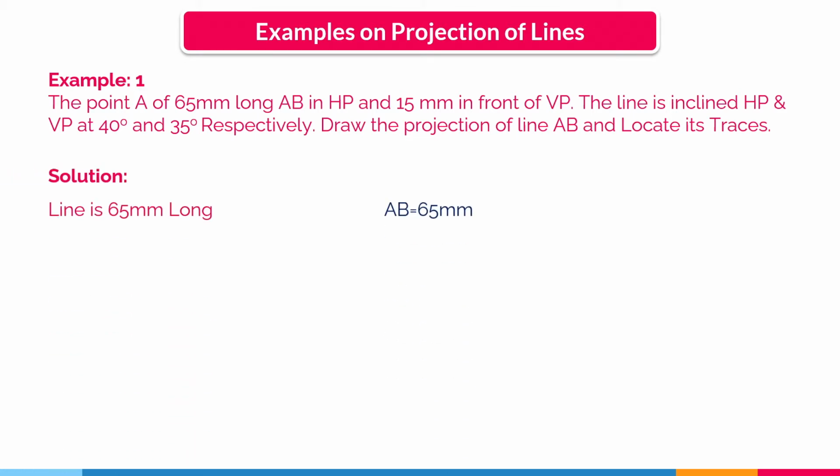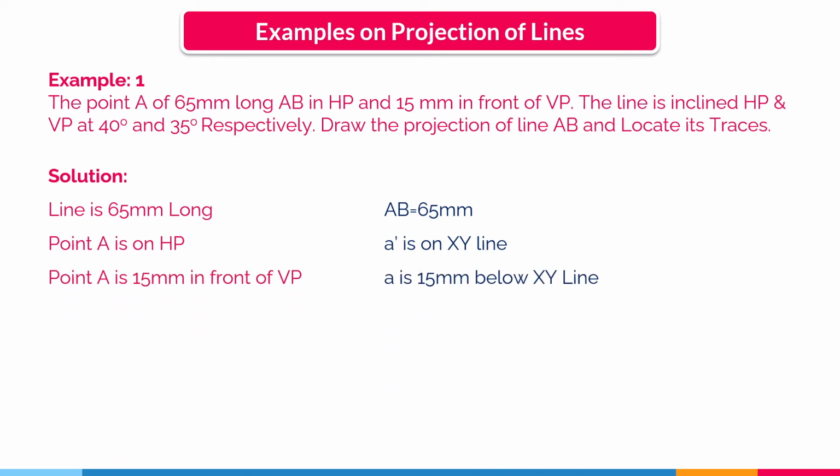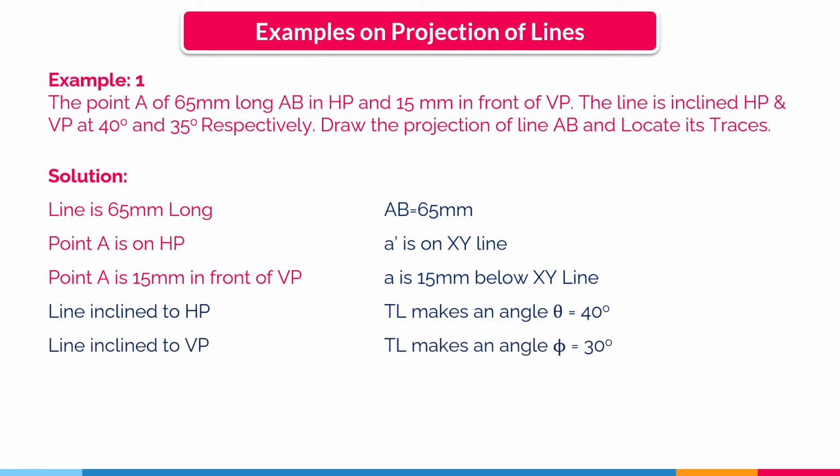To solve this numerical, we summarize this information. The line is 65 mm long, that is AB is 65 mm. Point A is on HP, that is A dash is on XY line. Point A is 15 mm in front of VP, that means A is 15 mm below the XY line, and XY line is our reference line. Line inclined to HP, that means true length of the line makes an angle theta equal to 40 degree, and line inclined to VP, that means true length makes an angle phi.